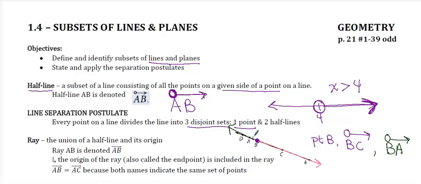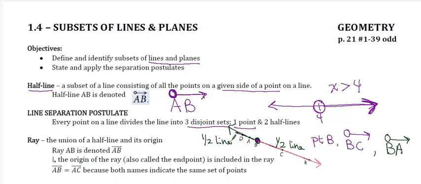So a point on the line separates the line into 3 sections or sets. So 2 half lines and 1 point. So this is a half line, and this one over here is a half line. Gotta love this new vocabulary.